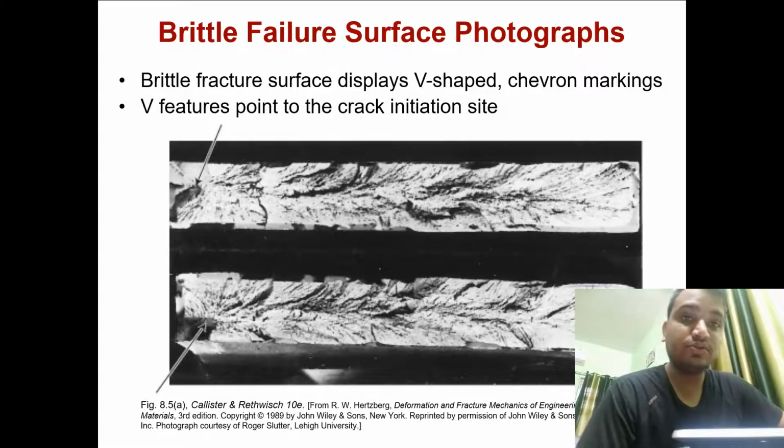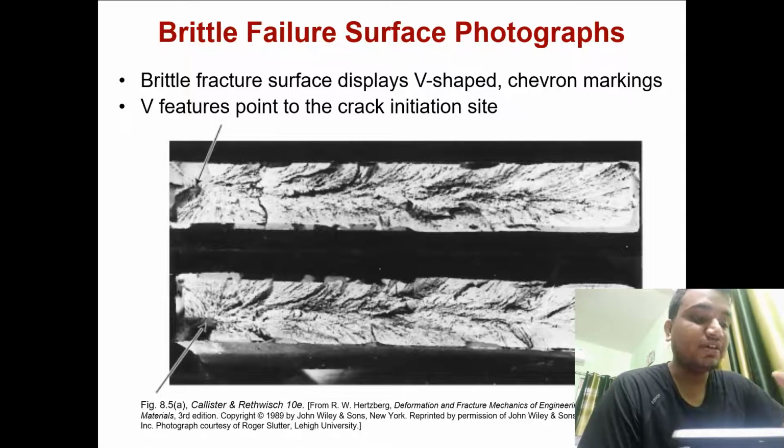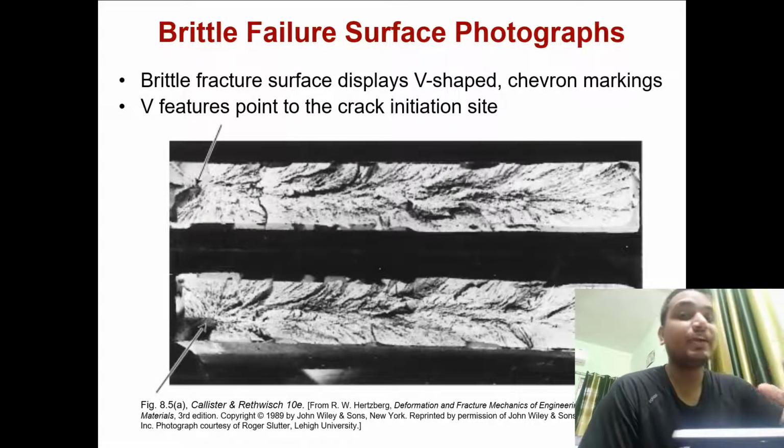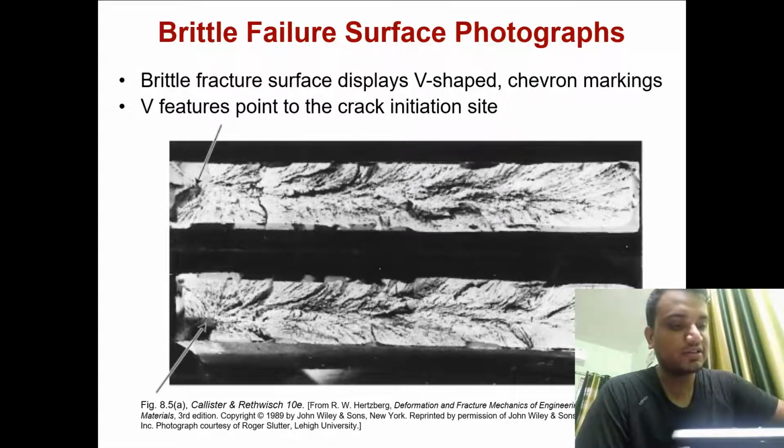So this is also showing you some kind of V shape. I had also told you that the surface is flat, but it's not truly very flat. You can see there are some ups and downs over here, but overall there is no cup and cone here. There is a feature, you can see this is a V shape chevron marking.